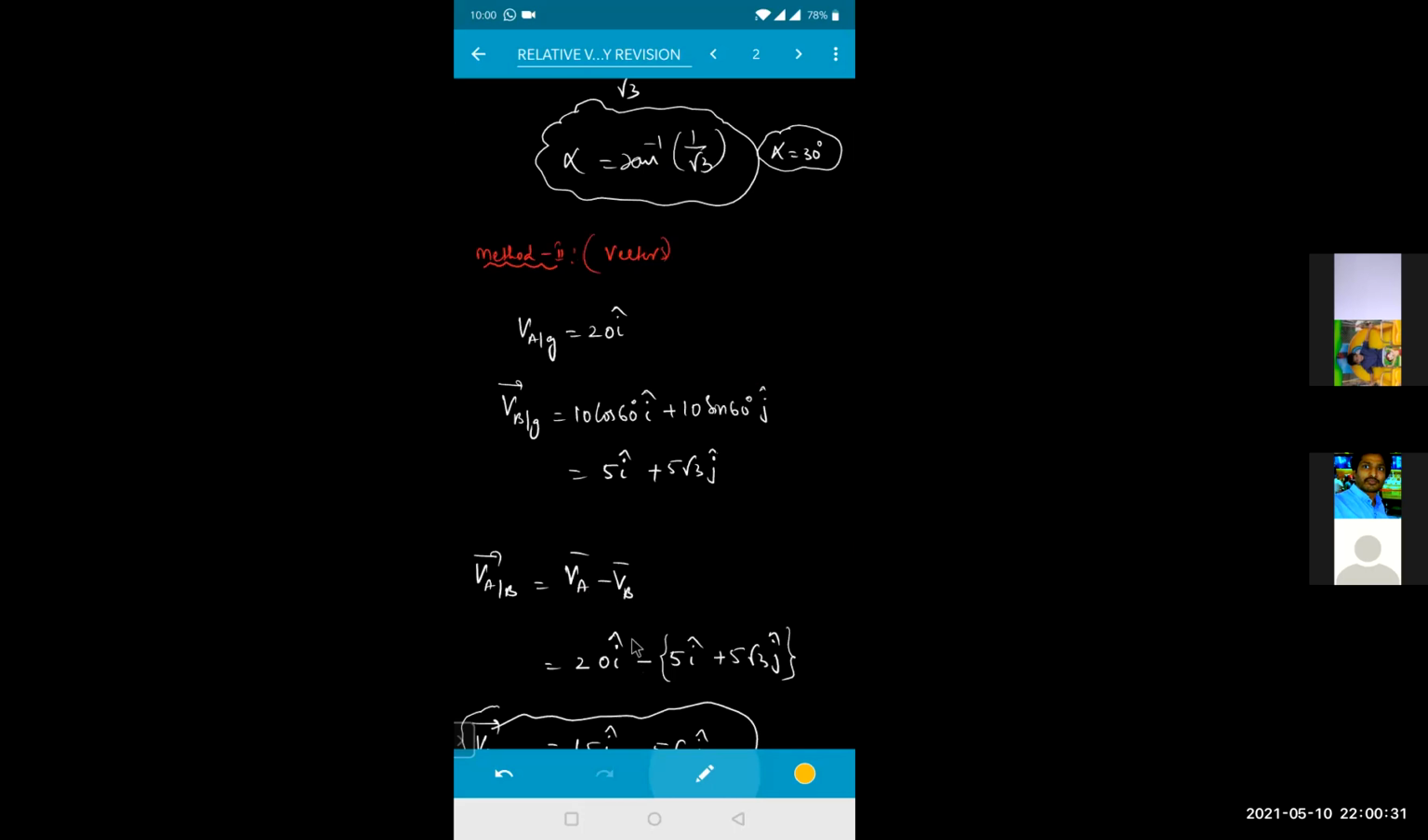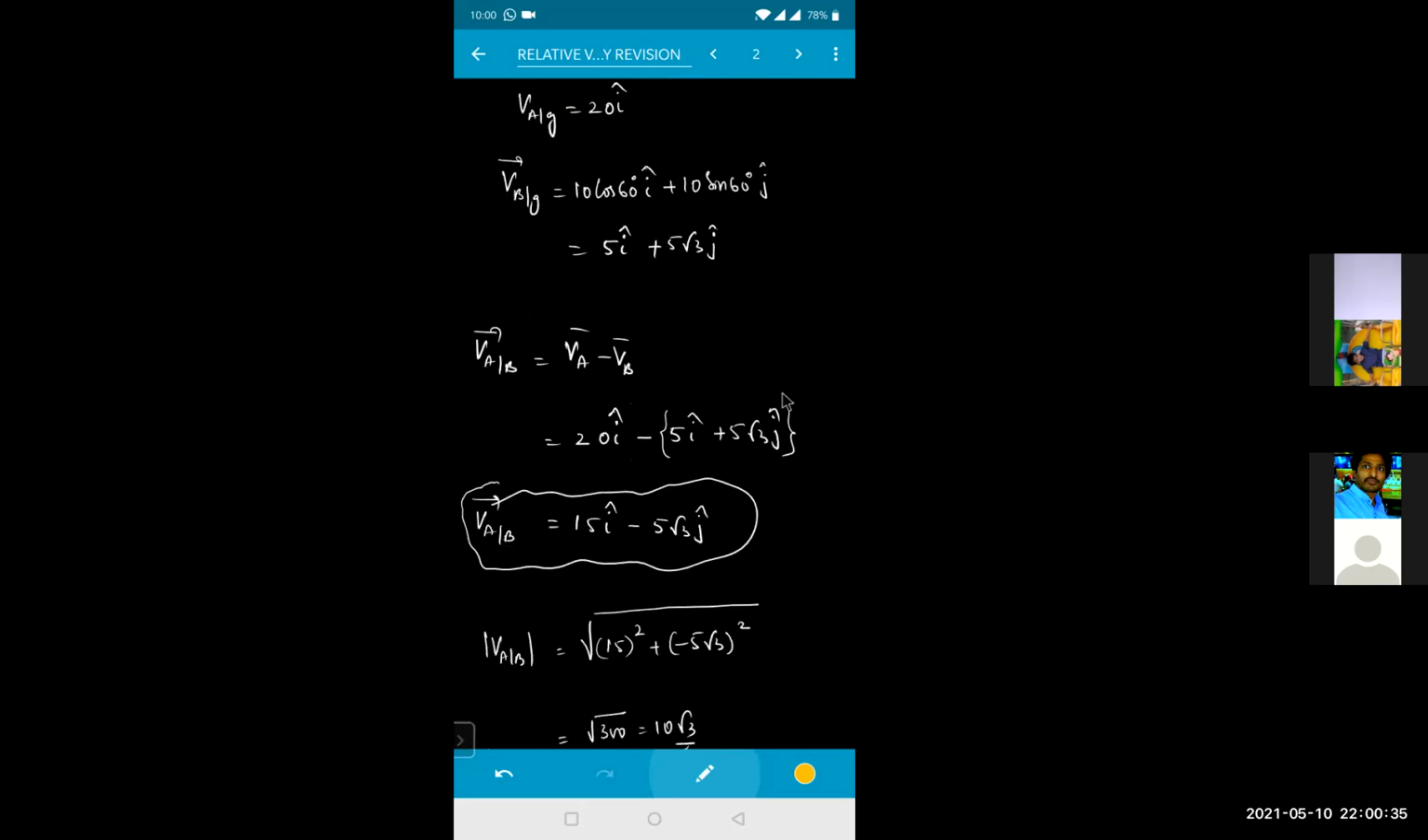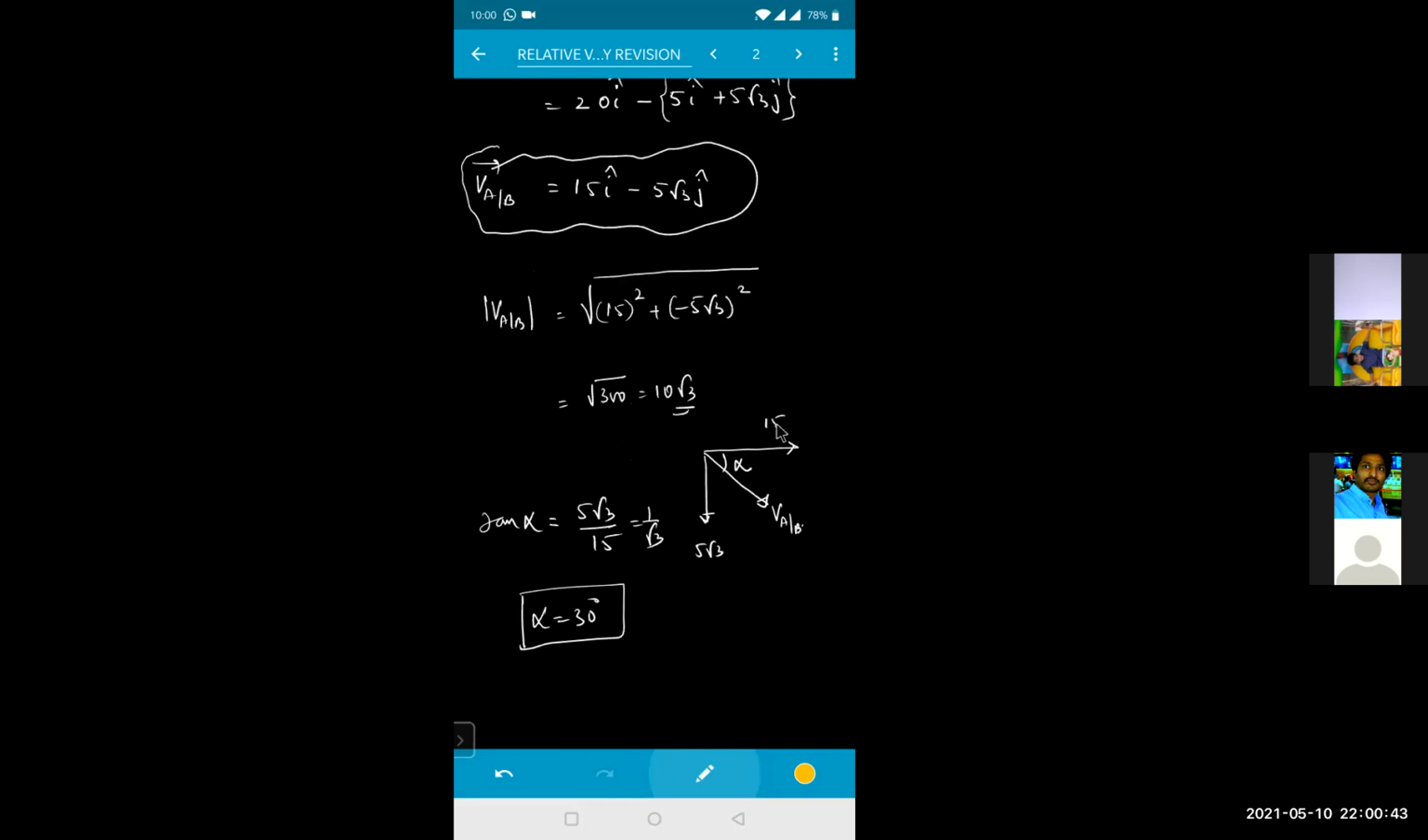Velocity of A is 20 i cap. Velocity of B is 5 i cap plus 5 root 3 j cap. So i cap will get subtracted. So 20 minus 5 will become 15 i cap minus 5 root 3 j cap. So the magnitude of this will be root of 15 whole square plus minus 5 root 3 whole square. Simplify, we get root 300, which is equal to 10 root 3.